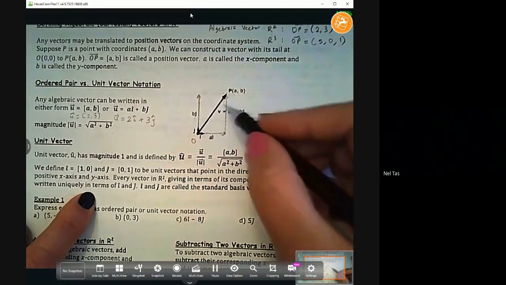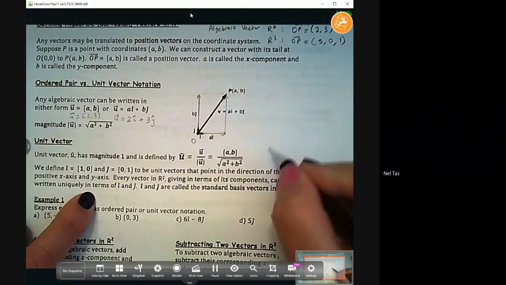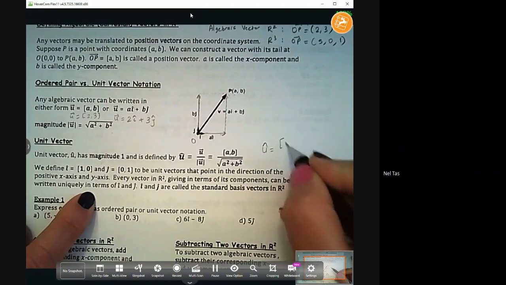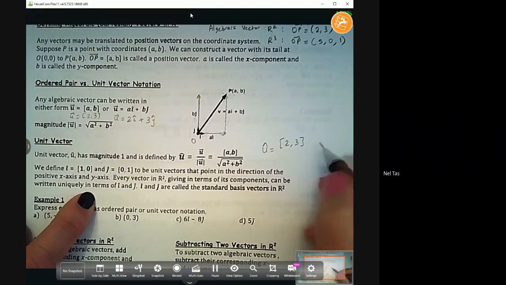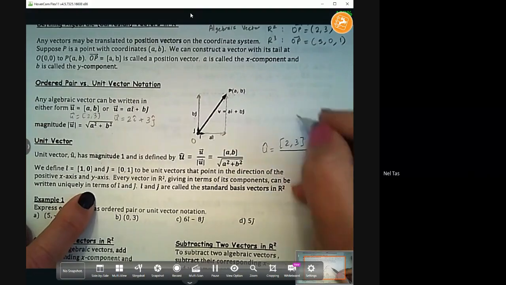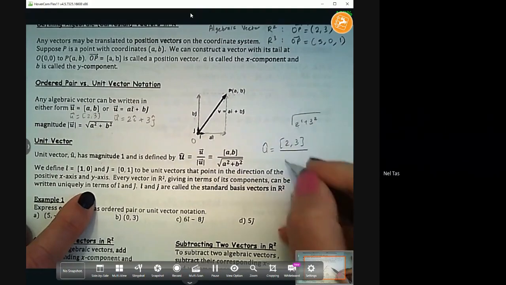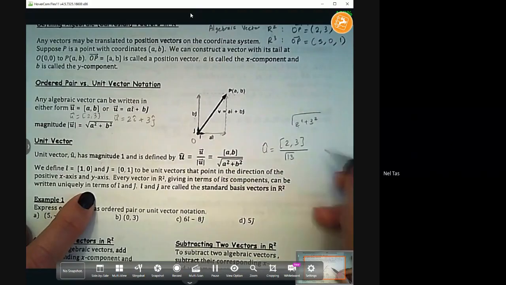So let's say again, if we use 2 and 3, then to find the unit vector, we have vector (2, 3). So we divide it by the magnitude of that vector. The magnitude would be square root of 2 squared plus 3 squared, so 9 plus 4, root 13. So that would give you then 2 over root 13 and 3 over root 13.